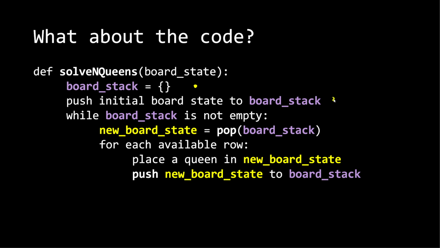We're going to push the initial board state to the stack to start things off. Then we're going to process that stack, right? So we're going to say, while the stack is not empty, so while we have something to process, we're going to pop off the stack. Hopefully you know the pop operation. I know it didn't return in your example or in your project, but for the sake of pseudocode, let's say it does. It's not really that much different. For each of these board states on the stack, we're going to loop through each available row. We're going to place a queen in that row of the new board state, and we're going to push the new board state back to the stack.